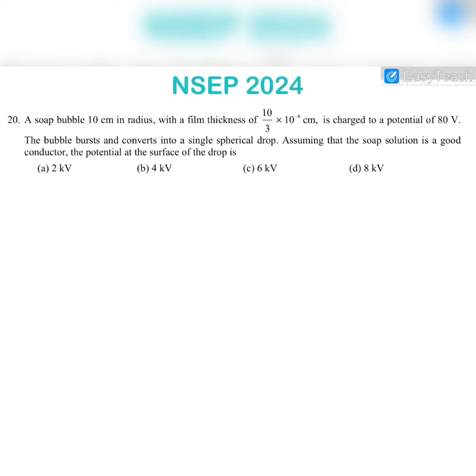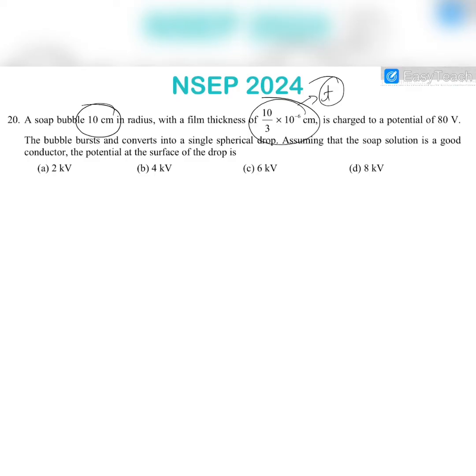In this question, you can see that there is a soap bubble of radius 10 centimeter, and this is a hollow soap bubble. Obviously the bubble is hollow, and therefore the thickness of the film of the bubble is 10 by 3 into 10 raised to power minus 6 centimeters. This bubble is charged to a potential of 80 volts, and this bubble gets burst completely and gets converted into a single spherical drop. Assuming that this soap solution is a good conductor, the potential of the surface of the drop will be.